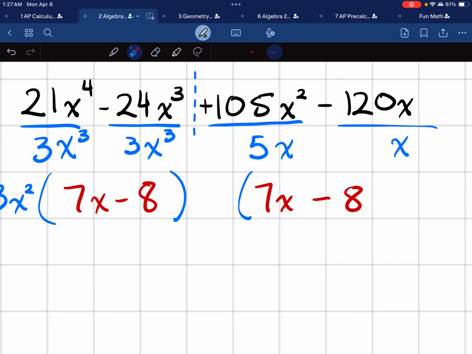I need to divide by an additional factor of 3, which means I really need to factor out a 15x. And I'm pretty sure that 105 can be divided by 15.